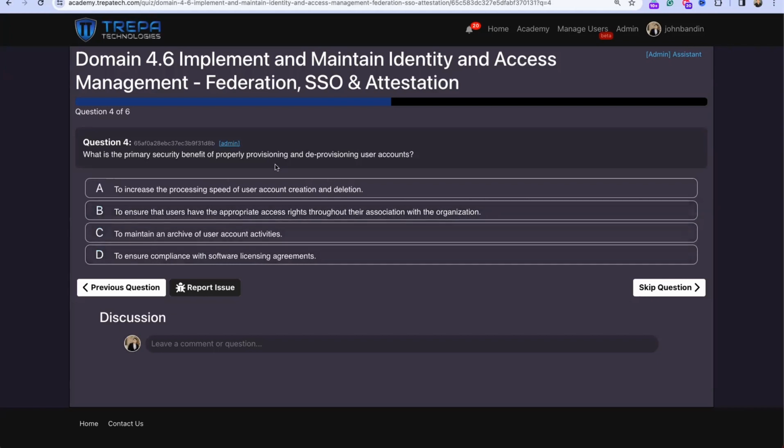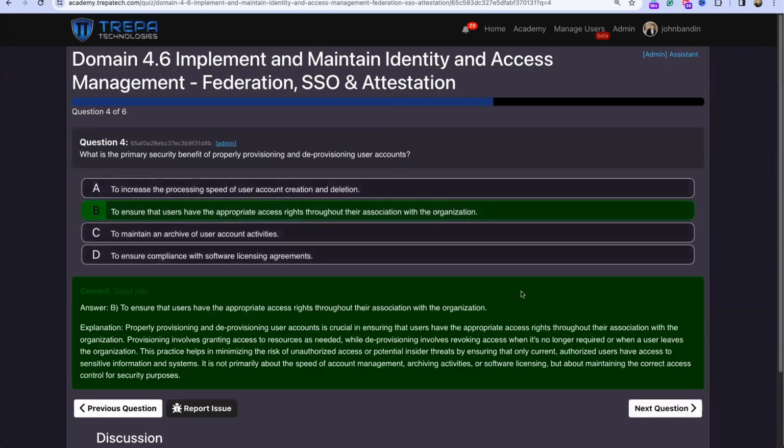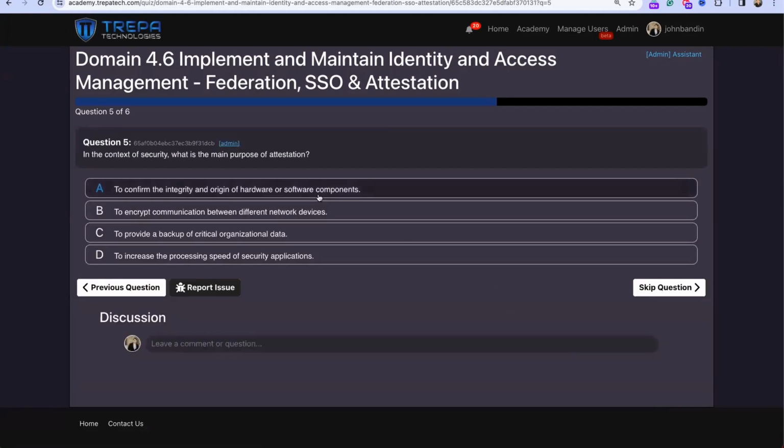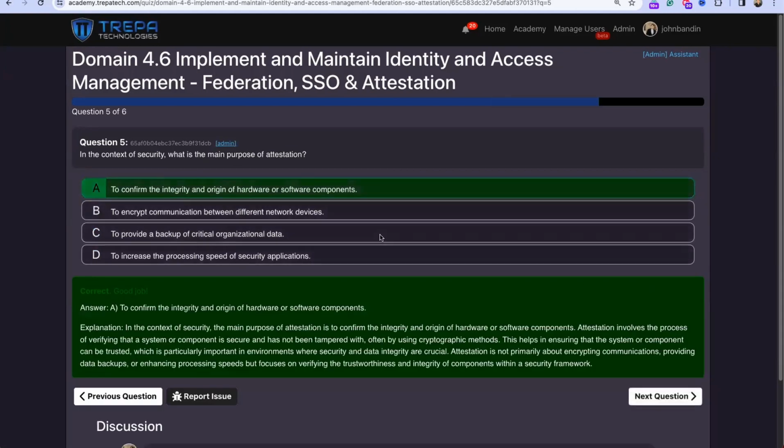Question 4. What is the primary security benefit of properly provisioning and deprovisioning user accounts? We'll go with B. That's to ensure that users have the appropriate access rights throughout their association with the organization. Question 5. In the context of security, what is the main purpose of attestation? That's going to be A. That's going to have us confirm the integrity and origin of hardware or software components in our enterprise.